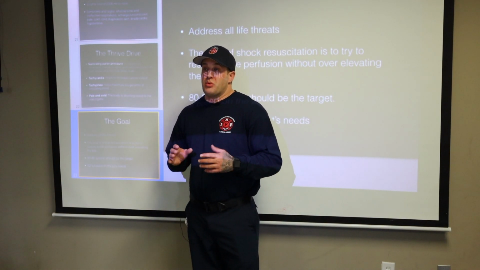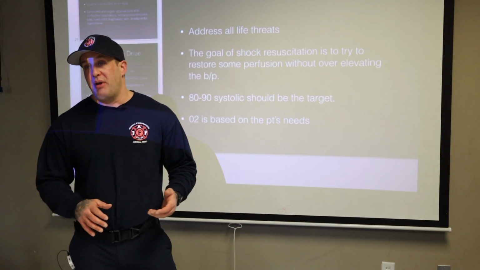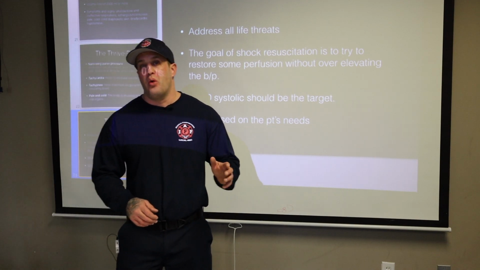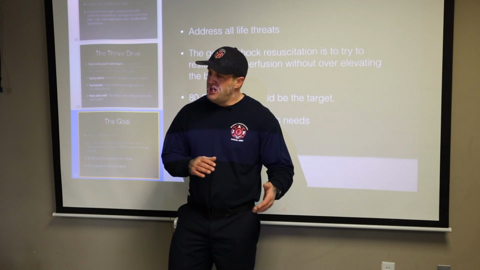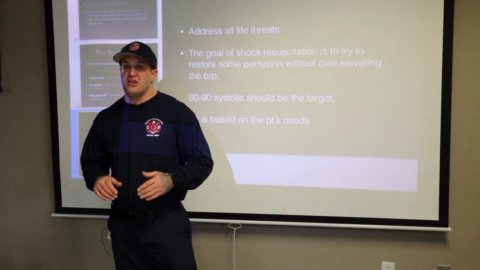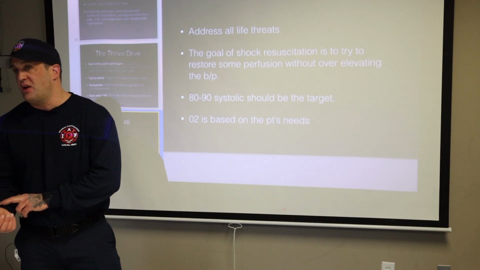So the goal is to restore a blood pressure, but we don't want to maintain a blood pressure that they would normally have, say 130 to 120. Our goal is to get them at least a systolic of 80. If we hit around 90, we can teeter-totter down. But sitting in the 80s, perfuse the organs, you can possibly feel radial pulse.